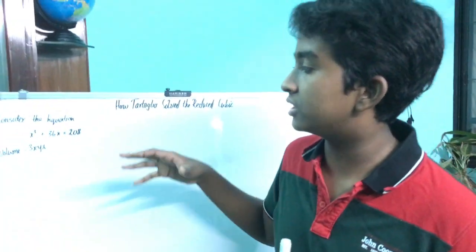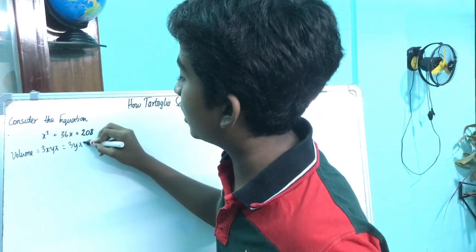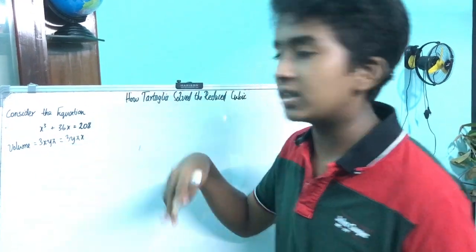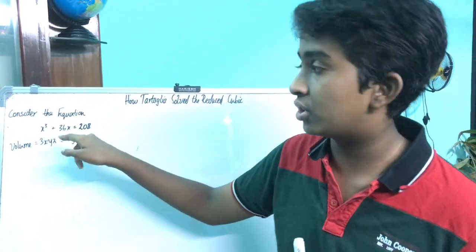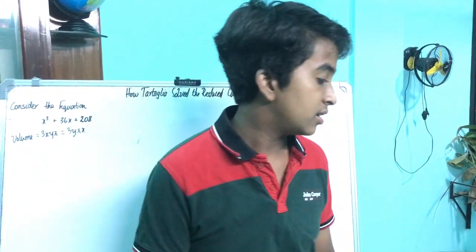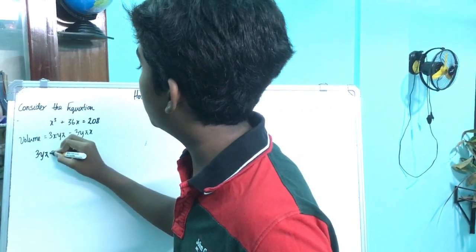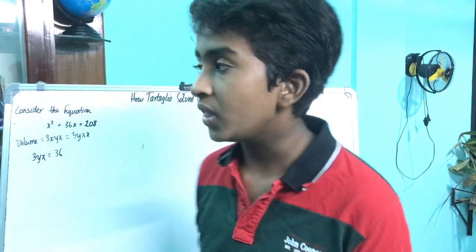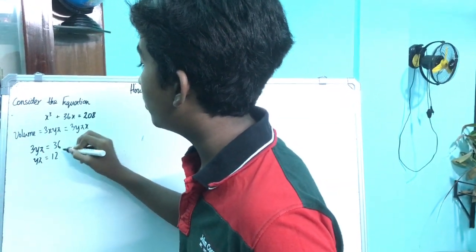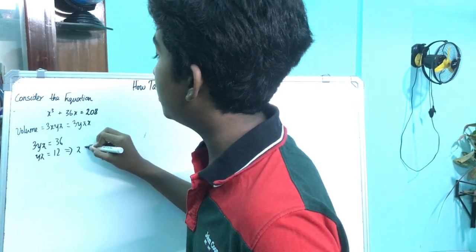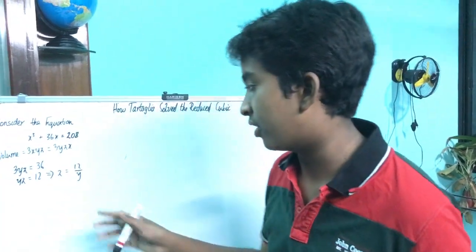Now what Tartaglia does is he realizes we can also write this as 3yzx. So he realizes that this perfectly represents this term of the equation, 36x. So what he does is just equates 3yz equals 36. From this we can solve and get yz equals 12, or z equals 12 by y. And this is important because we'll need it later.